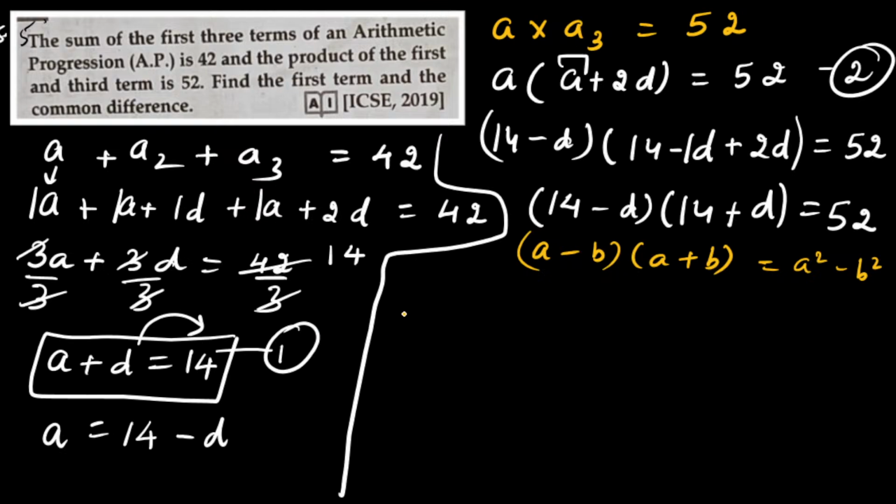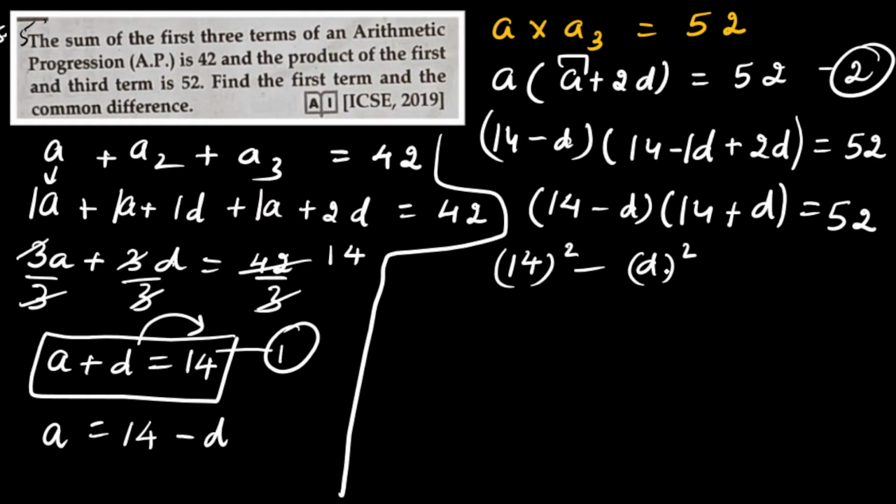So here a is 14, b is d. So this form we can just write as a square minus b square. A plus b into a minus b, we wrote it in this form so that we can easily solve this one. If you want bracket multiplication, you can do it. So 14 square is 196 minus d square is equal to 52.